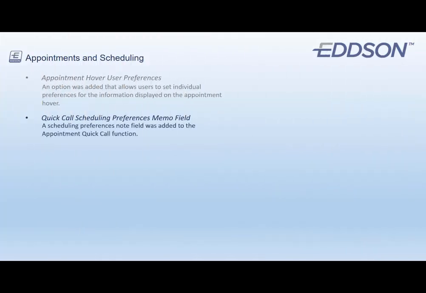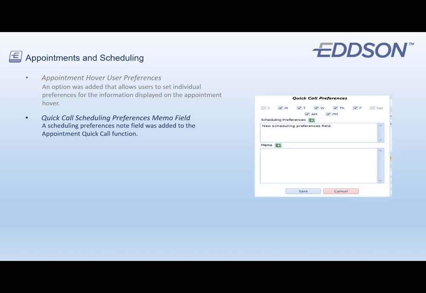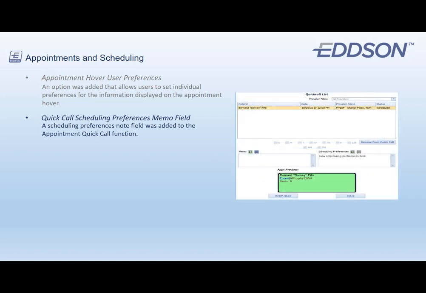Next, we've added a scheduling preferences memo field for quick call appointments. In the quick call preferences window, you'll see the preferences box, enter text as needed. Once saved, that information will then be presented when that appointment is being rescheduled in a quick call scenario.